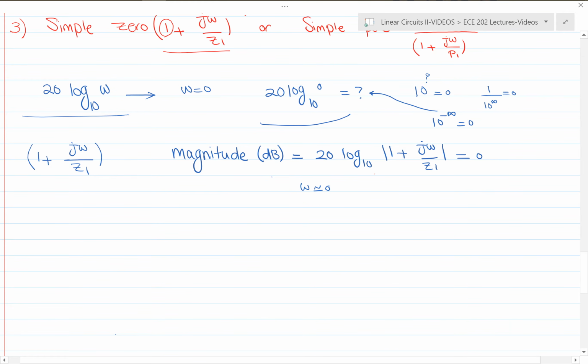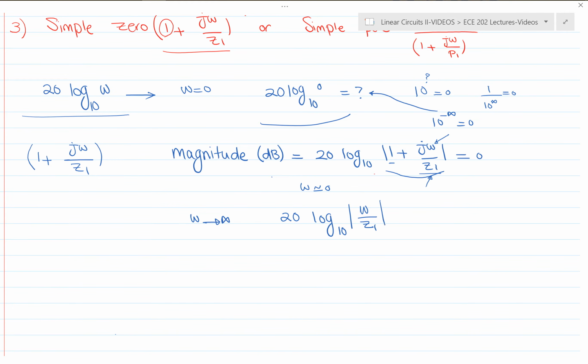And for large frequencies, which is when omega goes to infinity, so these are very large frequencies, we're going to have 20 log 10 of the magnitude. So here I'm setting omega equal to infinity. Okay, so this means that it has two factors, right? So omega is going to infinity, so it will be much higher than 1. So I will neglect 1 here, and then the magnitude here is omega over z1, right? So this is when omega is large.